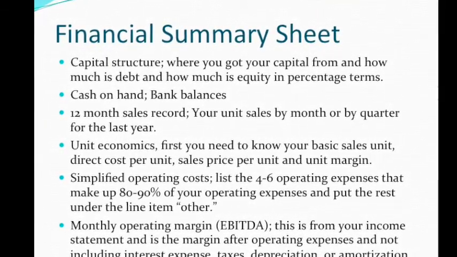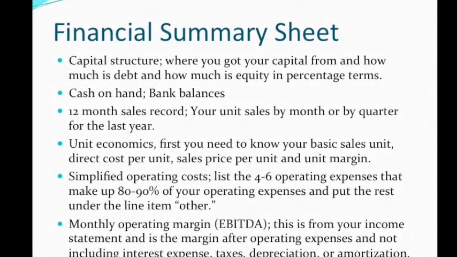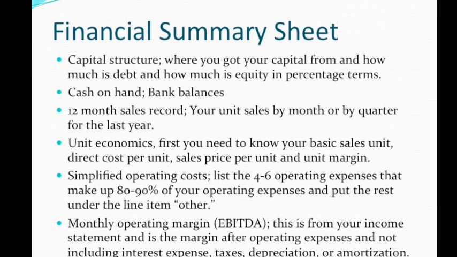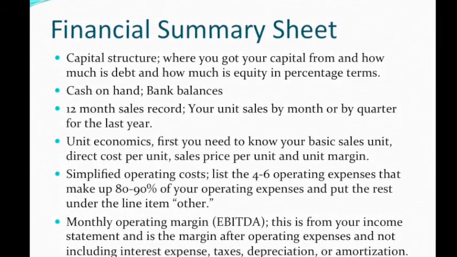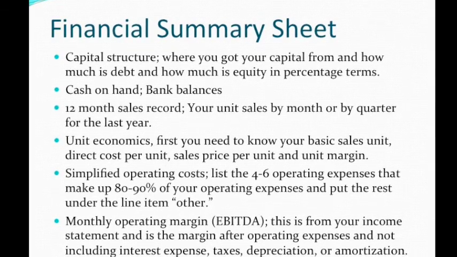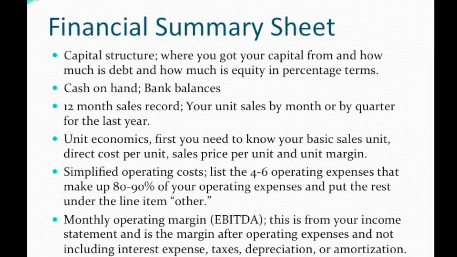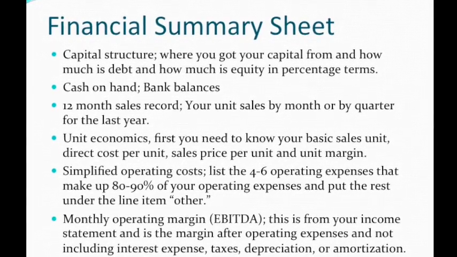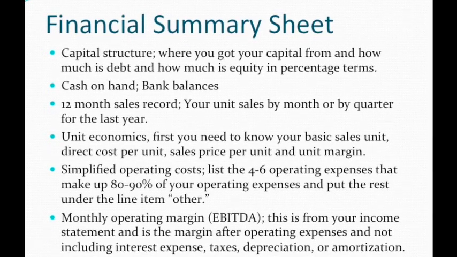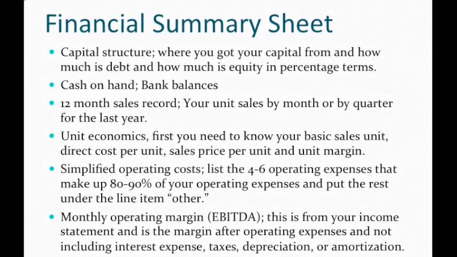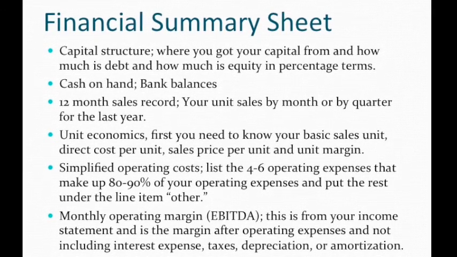You should also have a simplified operating cost. The way you come up with this is, you might have 20 expenses in your business, but it's likely that you'll have 4 to 6 operating expenses that are the major line items that make up 80 to 90% of your total operating expenses. Go ahead and list those by amount for an average month, and then put the rest of the line items under something like other, so that there's a summary version of your operating cost.